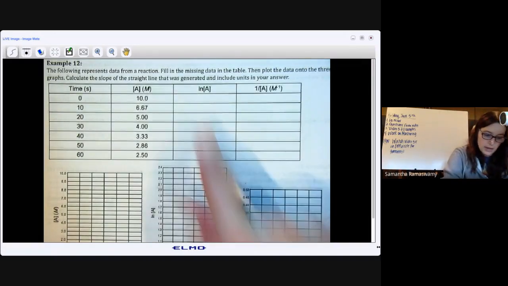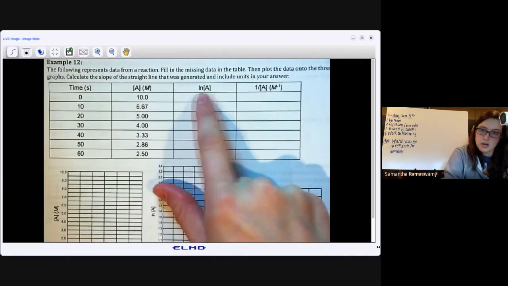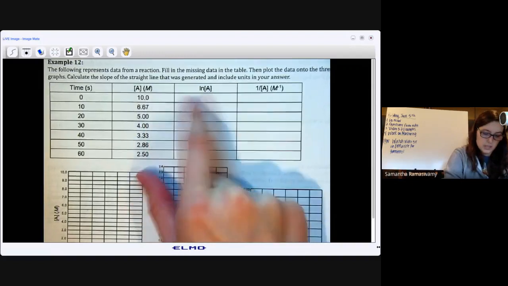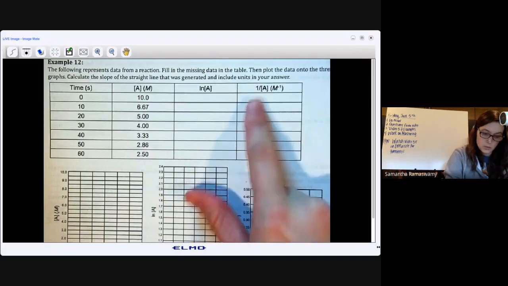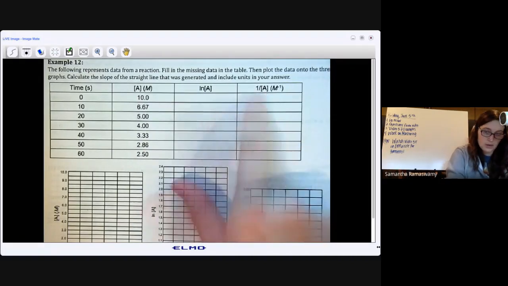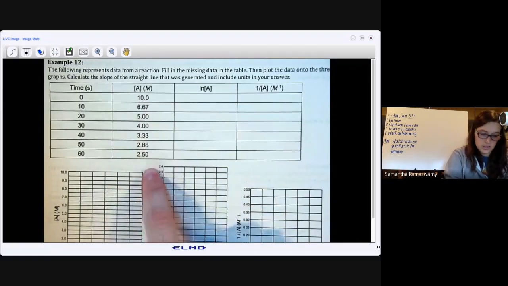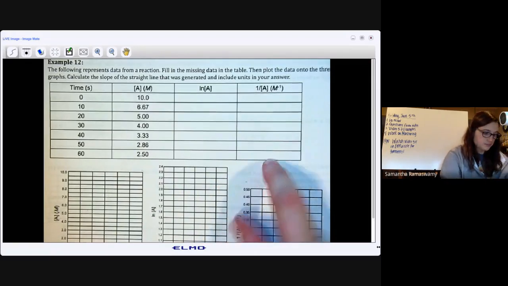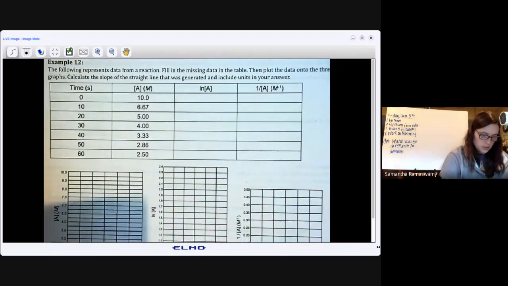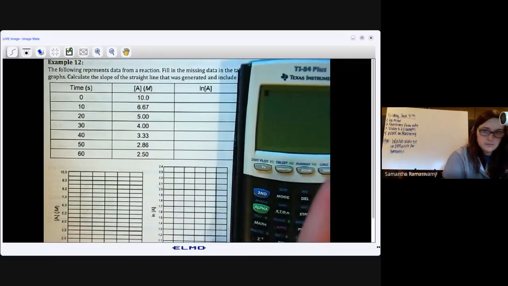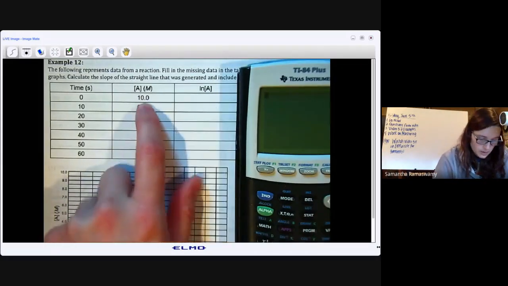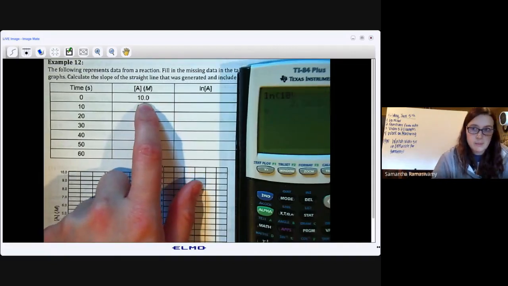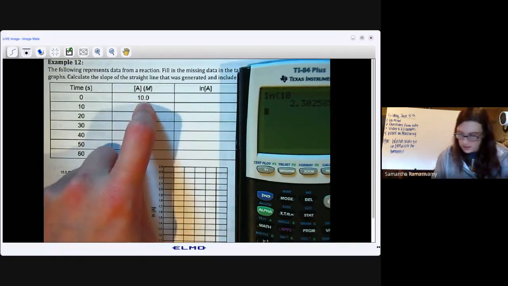One, we need to figure out the natural log of concentration. Here's concentration. We need to figure out the natural log of concentration, and we're going to put all of those values here. What is 1 over concentration? That's 1 divided by all of these concentration values. Those go here. So here's what this will look like. I want to take the natural log of the concentration of A. So ln of 10, 2.30.